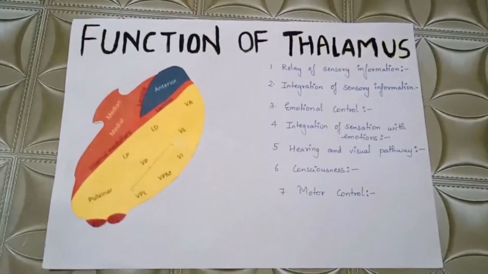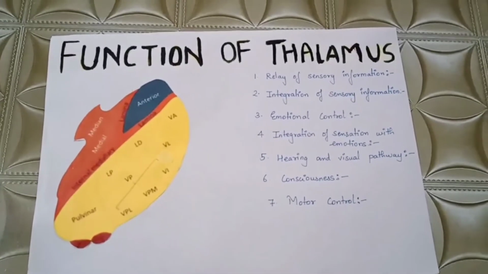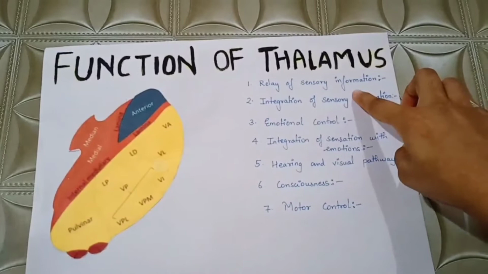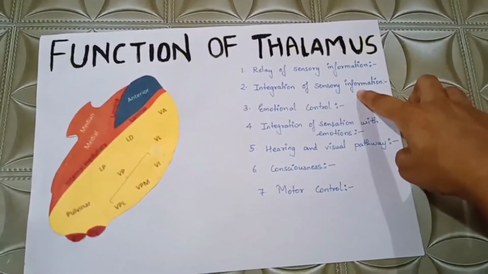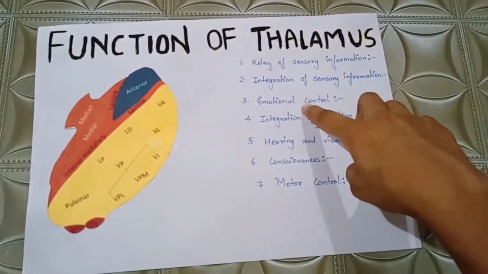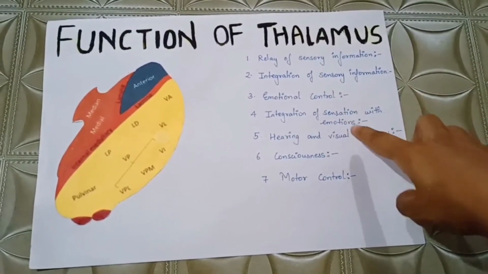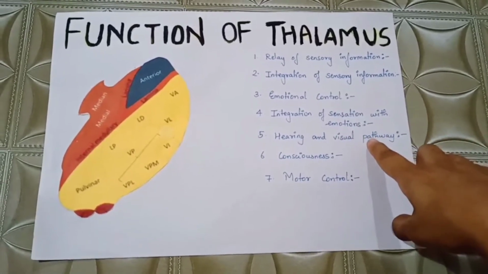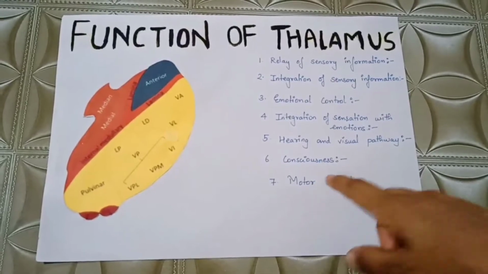So let's see the function of thalamus one by one. First one is relay of sensory information. Second, integrations of sensory information. And the third one is emotional control. Fourth, integrations of sensation with emotion. Fifth, hearing and visual pathway. Sixth, consciousness. Seventh, motor control.